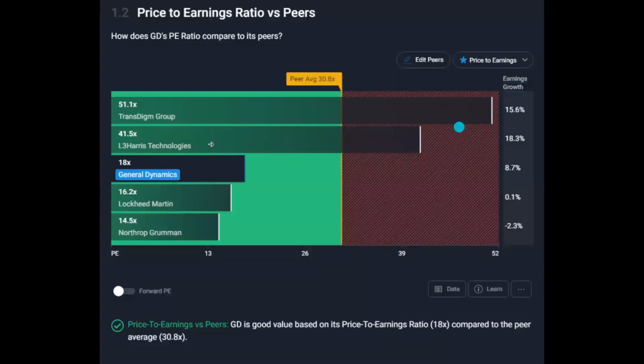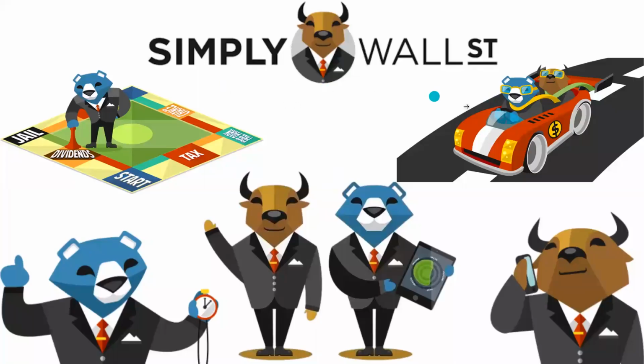We're also going to dive into the fundamentals of the stock. We're going to take a look at the PE ratio, a couple different things like that, using today's sponsor, which is Simply Wall Street.